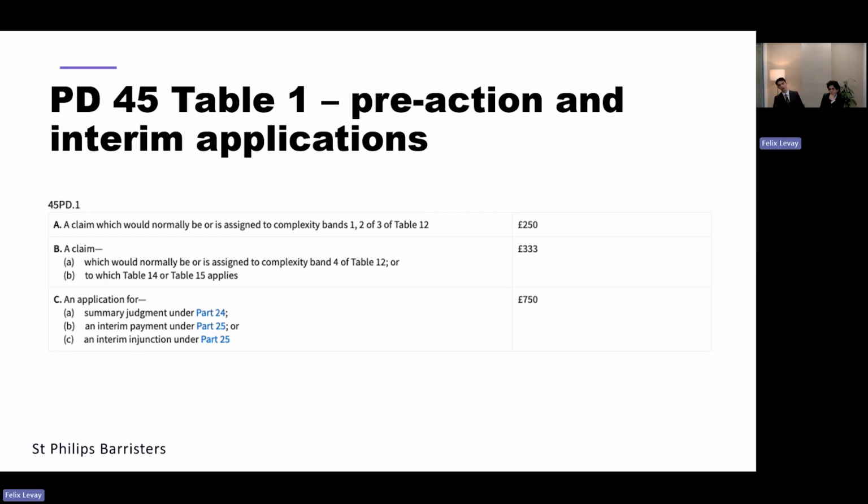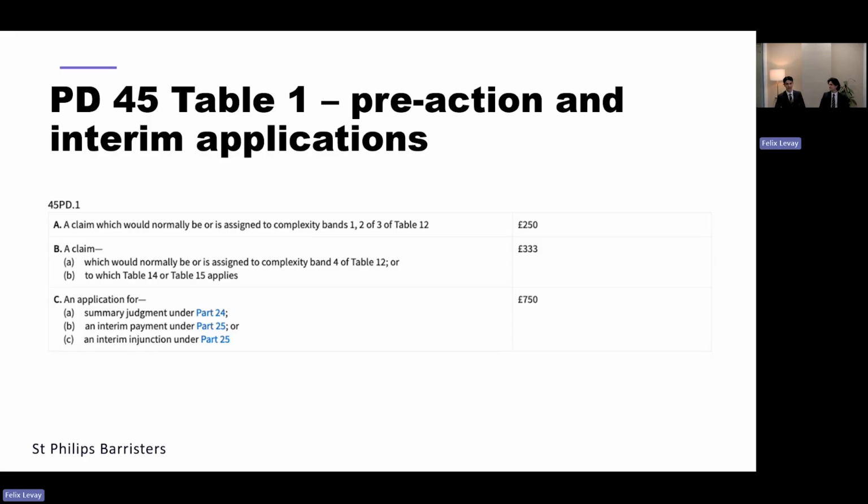Finally, table 1. This, I think, of all the tables that I've mentioned, is probably the biggest opportunity for a word of warning, which is that if you have a pre-action or interim application, which encompasses the vast majority of applications that come within litigation, the costs are fixed. They're fixed in accordance with this table, and many would argue that the amount that is fixed isn't necessarily commensurate to the amount of work that goes into the application. I think that's fair to say.